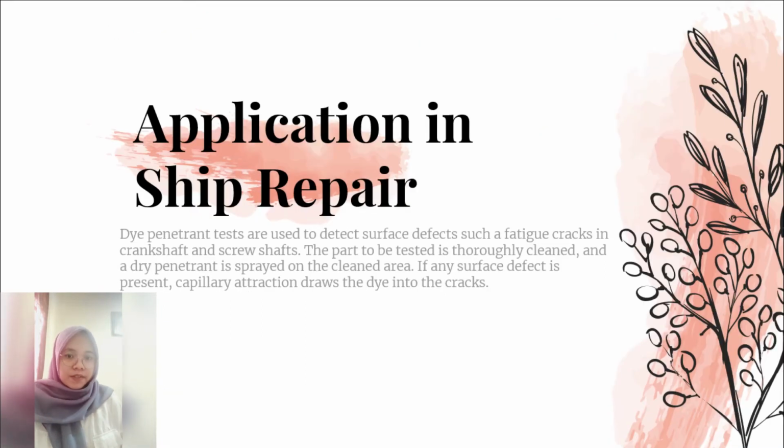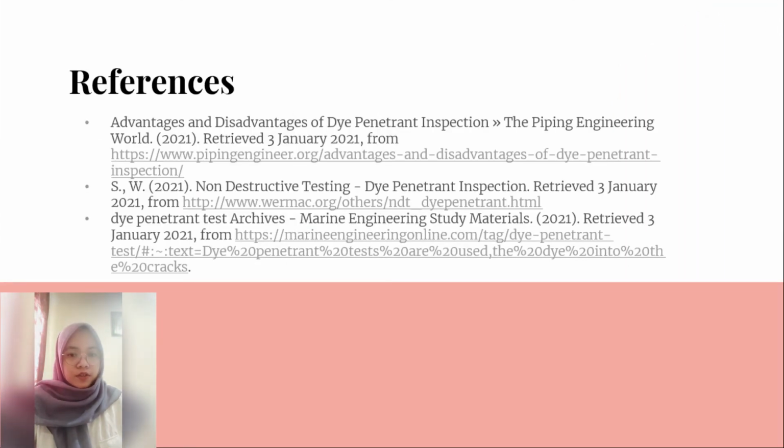The application of this method in the ship repair process is to detect surface defects such as fatigue cracks in a crankshaft or screw shaft. The part to be tested is thoroughly cleaned and dried, and penetrant is sprayed on the clean area. If any surface defect is present, capillary attraction draws that dye into the cracks.